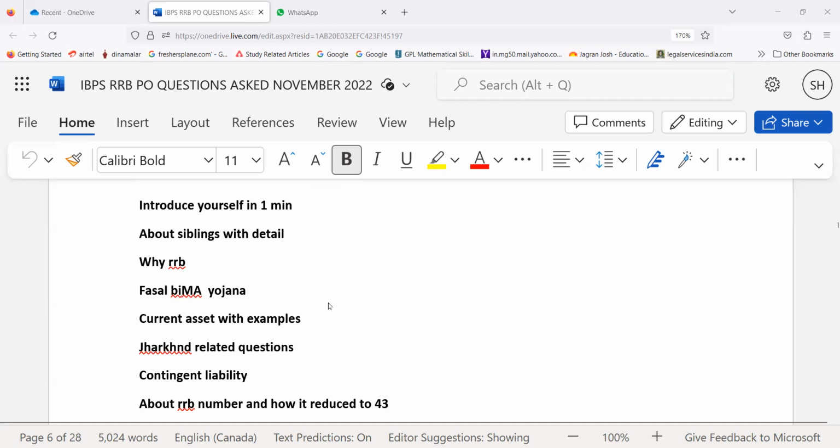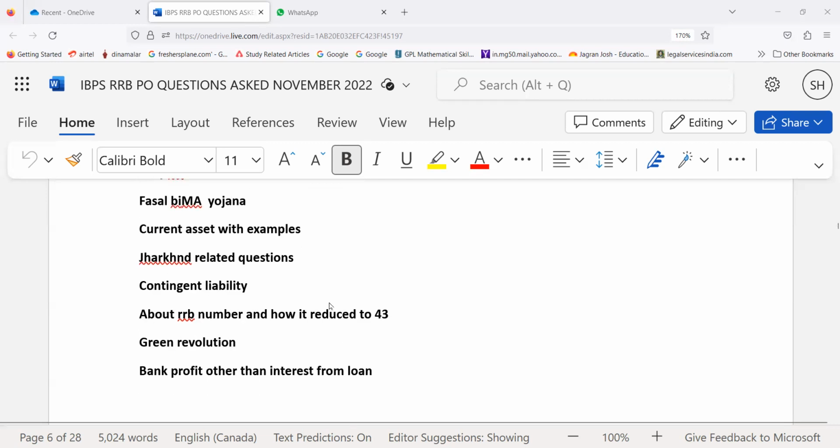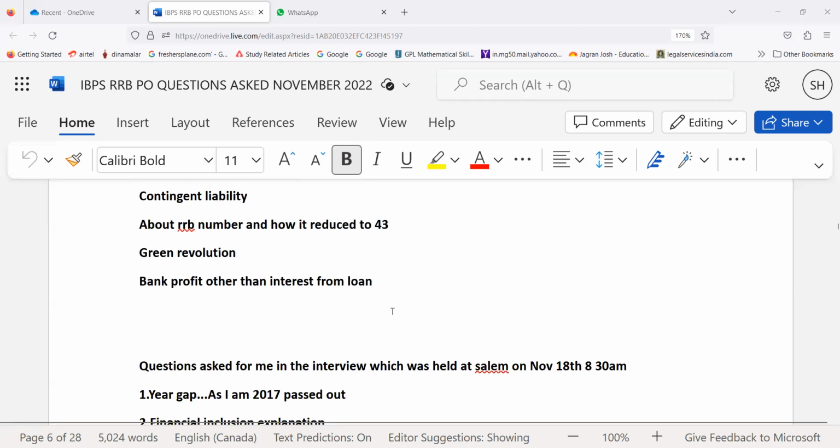Introduce yourself in 1 minute, with details about siblings. Why RRB? Fasal Bima Yojana, current asset with examples, Jharkhand related questions, contingent liability, about the RRB number and how it reduced to 43, Green Revolution, bank profit other than interest from loan.